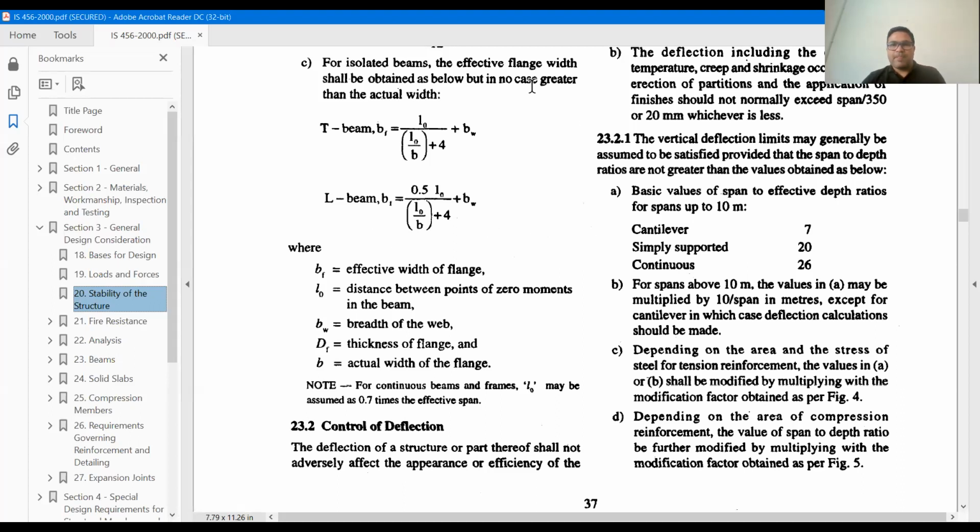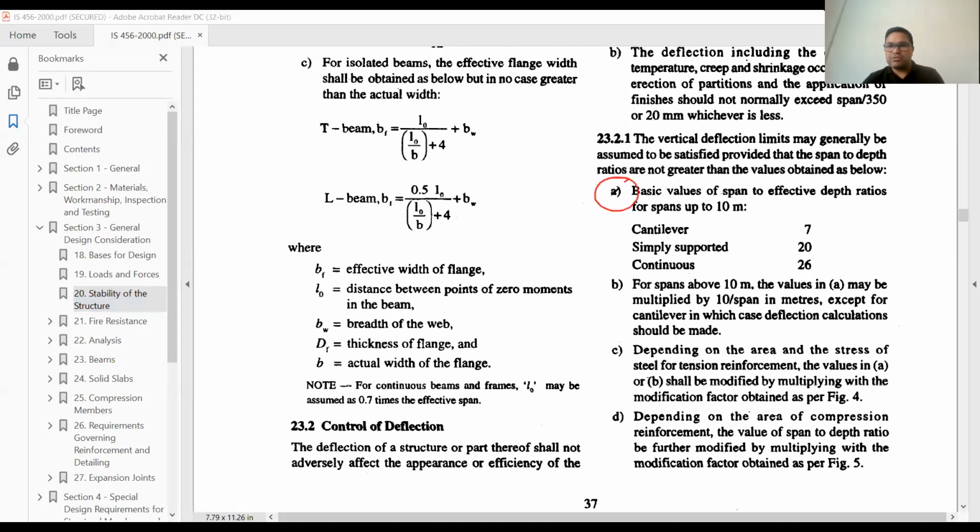So here you can see this is the clause. From there we can have the L by D ratio for different support conditions of the slab, and it is up to 10 meter. Okay, so as I said, this L by D ratio is also dependent on the amount of reinforcement that we generally provide in the slab. Based on the percentage of reinforcement that our slab has, there is another factor which we need to multiply with this. So first I will show you that.